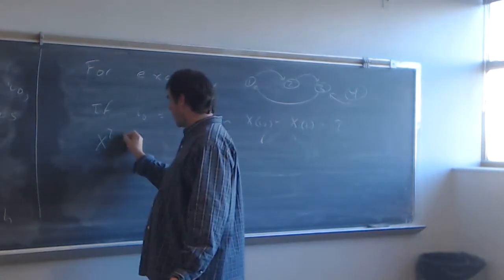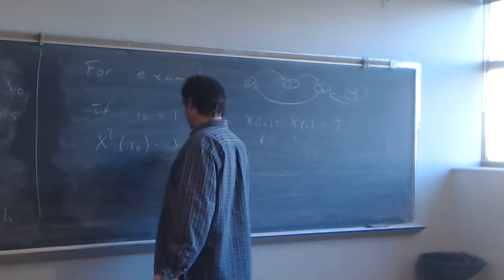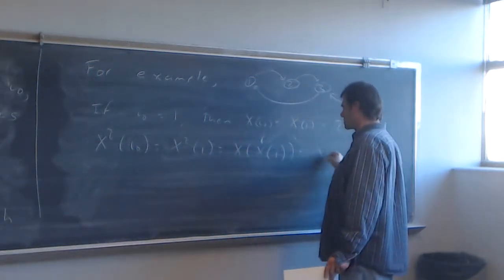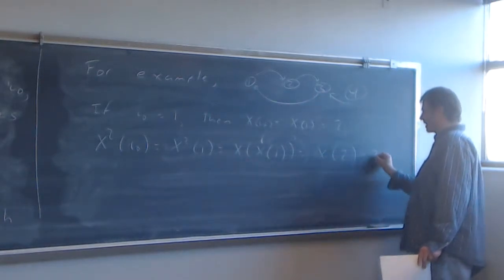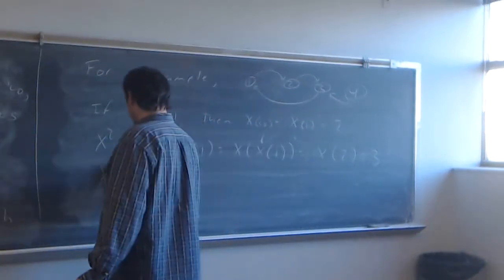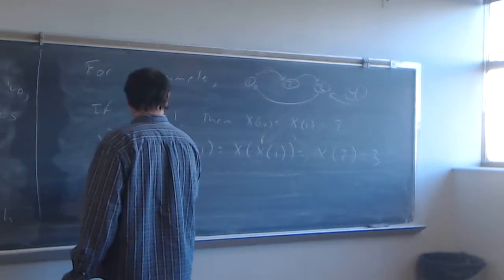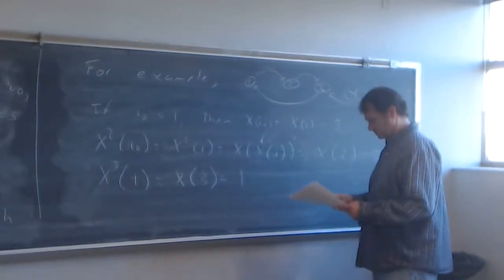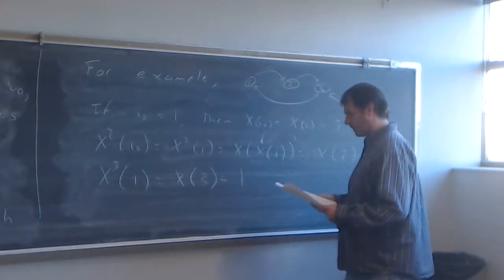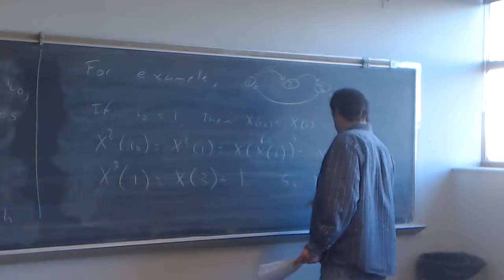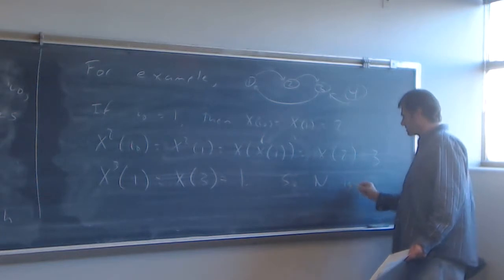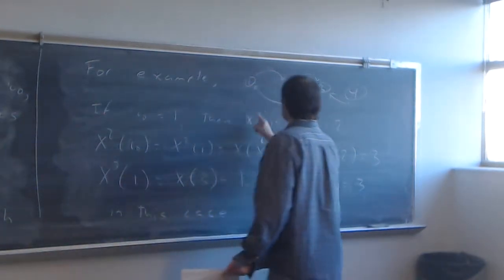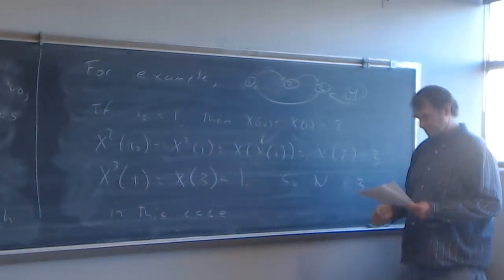x squared of 1 is really x acting on x of 1, which is equal to x of 2. And where does x send it to? It sends it to 3. Now, x cubed of 1 is really x acting on 3, and that's sent to 1. Okay. So n, which is what we were looking at before, is equal to 3 in this case, because 1 is a node that was already in our list.